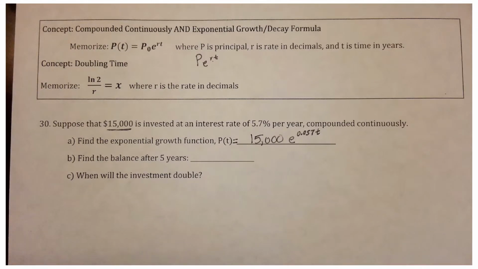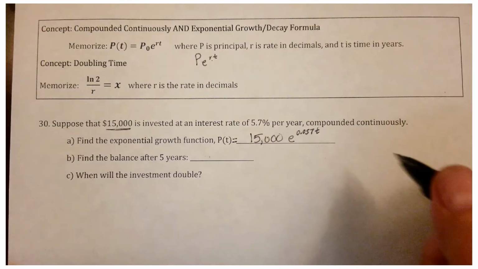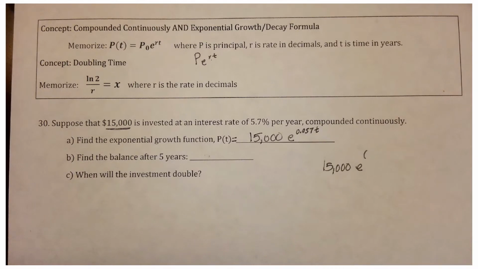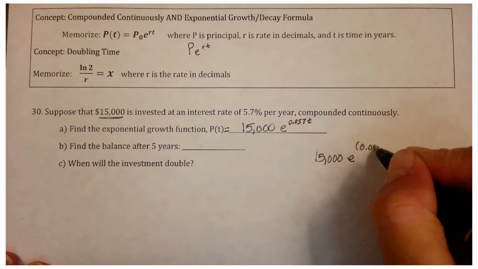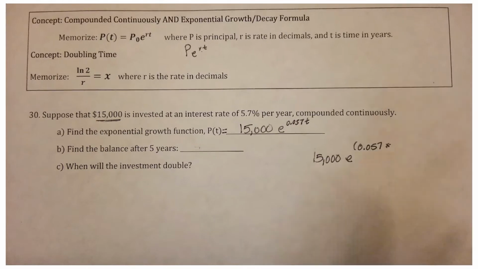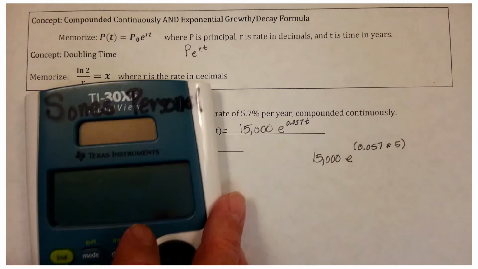All right, now the part B, it's saying find the balance after 5 years. So it's giving you a time frame, and we're going to substitute that into the value for t. So 15,000, let's do our work over here. 15,000 E, and be very careful when I put this in the calculator, I'm going to put parentheses around this. So I've got 0.057 times, I'm using that as a times, T, and T in this problem is 5. So let's put this in the calculator and see what we get.